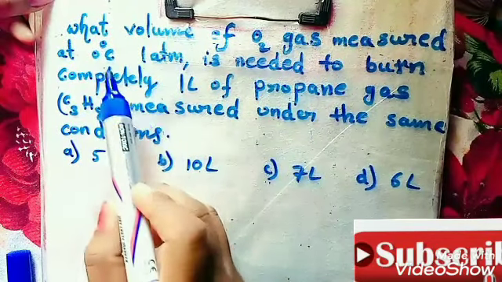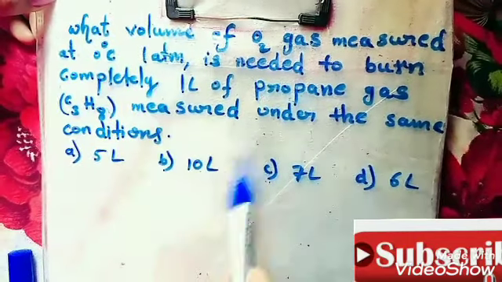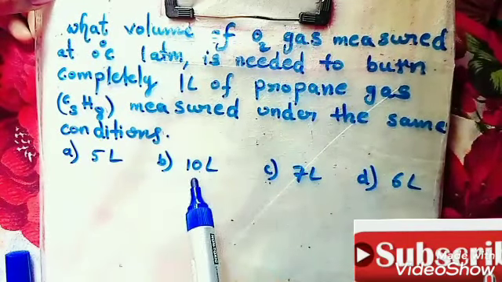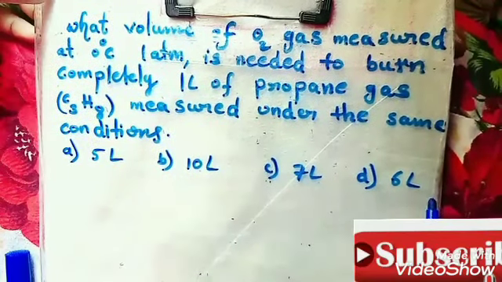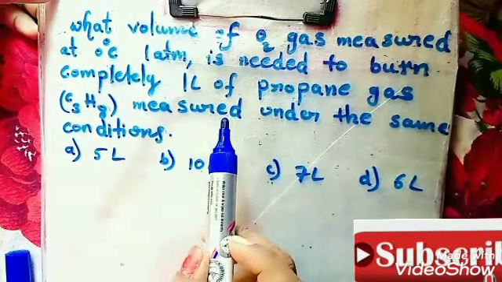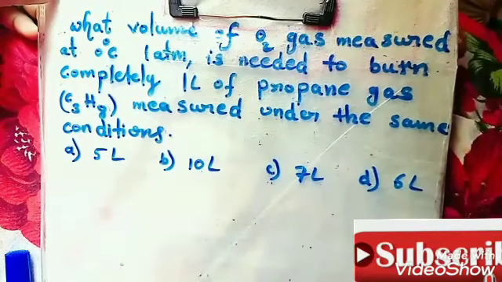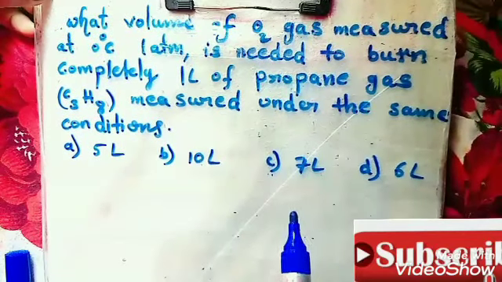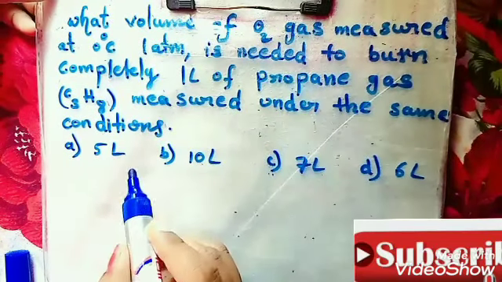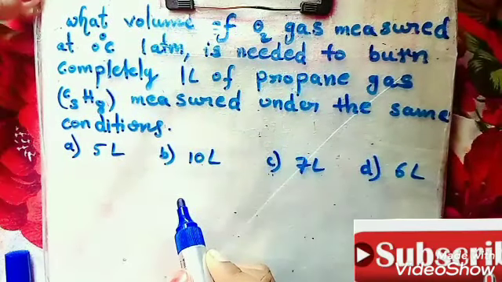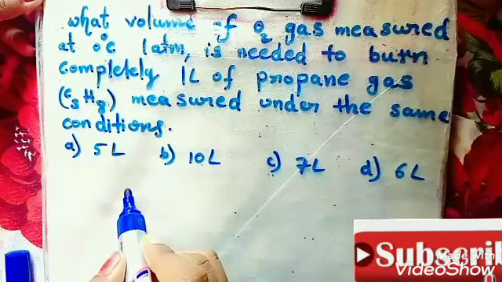Same conditions means just like this, 0 degrees and 1 atmosphere. The options they have given are 5 liters, 10 liters, 7 liters and 6 liters. So students, if you see this question, propane gas is going to burn. That means it's a burning process, in the presence of oxygen, that you know very well. Let's write the chemical equation for this question, students.